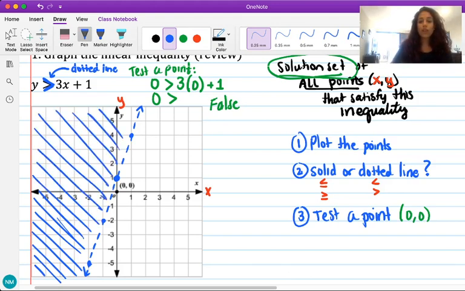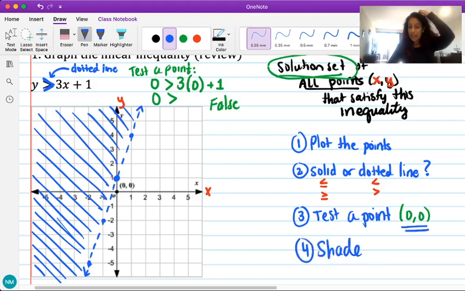So fourth step is to shade. So again, you are testing a point to see, is it in your solution set? If it is, you shade towards the point. If it is not, you shade away from the point. So what does this tell me? This tells me that all of these points right here in this blue area, that's it, just the blue area is in my solution set.